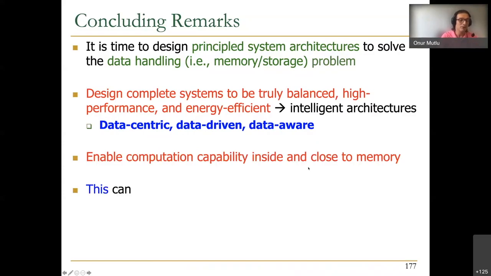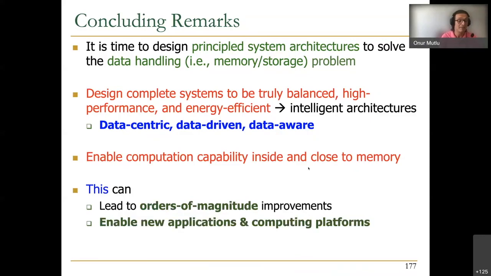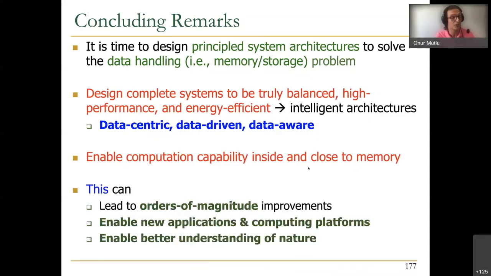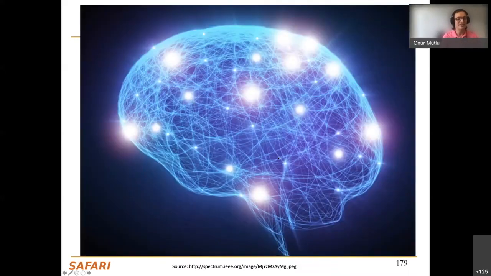And I believe, hopefully, I've convinced you that this can enable orders of magnitude improvements and new application and computing platforms, maybe better understanding of nature because we would be perhaps closer to nature, maybe better than it in some ways, and who knows what else. So I think we do need to go towards data-centric, data-driven, data-aware architectures. And maybe we can find better principles for architecture system designs.